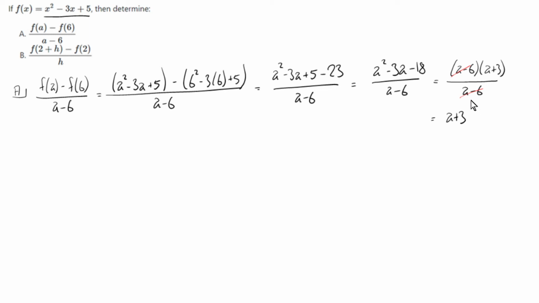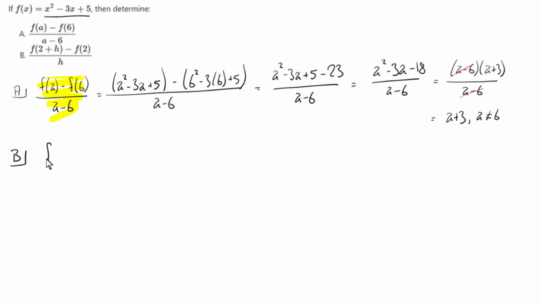Now, we started off with this rational expression here, where we have the variable a in the denominator. So that means that there will be a non-permissible value and there will be restrictions on this expression. Specifically, a cannot equal 6 because that would result in a 0 in the denominator, which is not permitted.